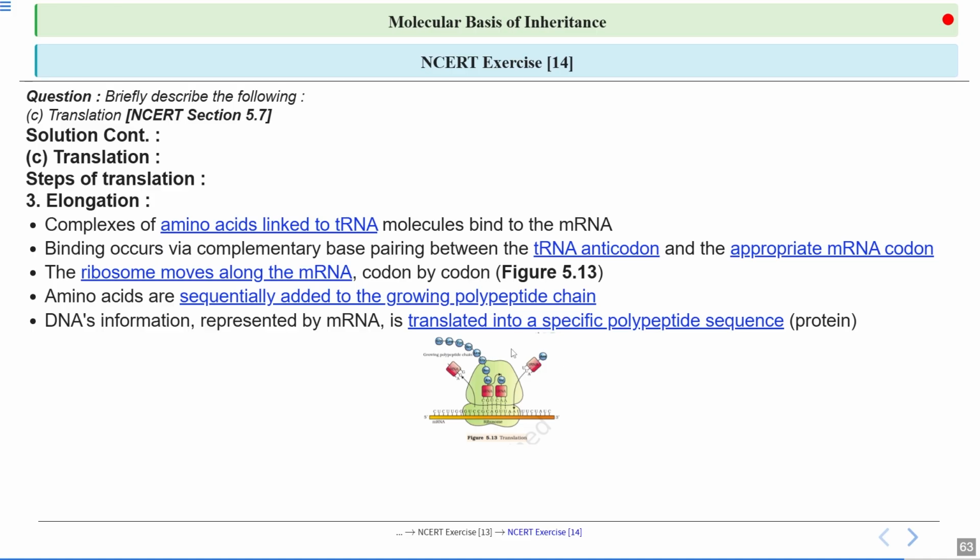So here what happened? We know these complexes of amino acid linked to the tRNA molecule will bind to the mRNA. This complementary base pairing occurs between the tRNA anticodon loop, the nucleotides present on the tRNA anticodon loop, and the appropriate mRNA codon. The ribosome will move along the mRNA codon by codon, and amino acids are sequentially added to the growing polypeptide. And at last, the whole mRNA will be translated into a polypeptide sequence.